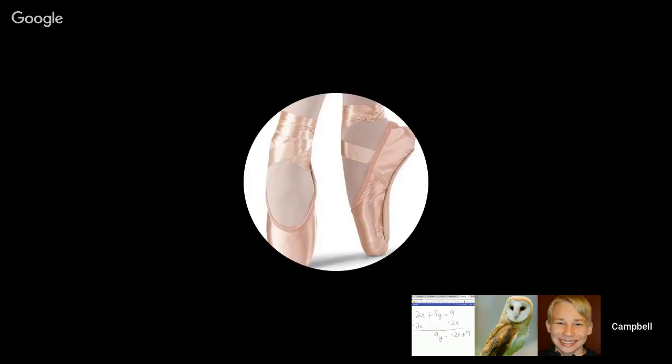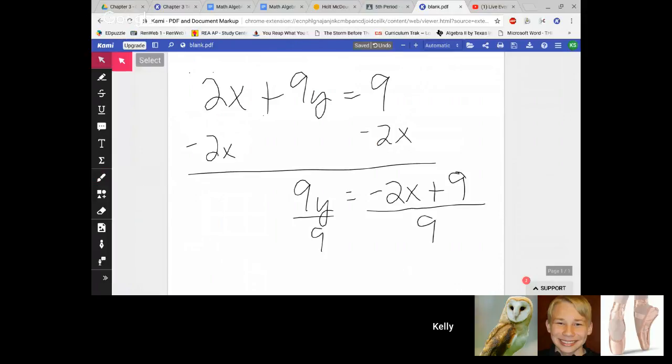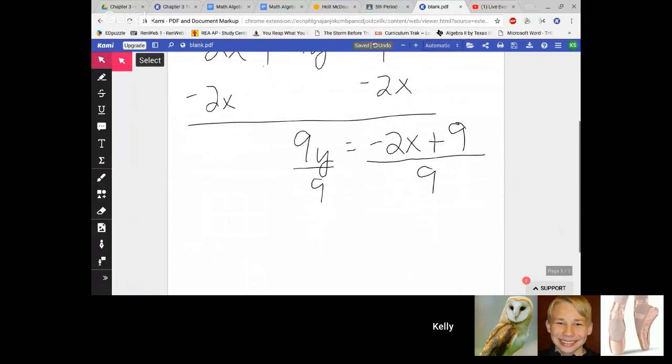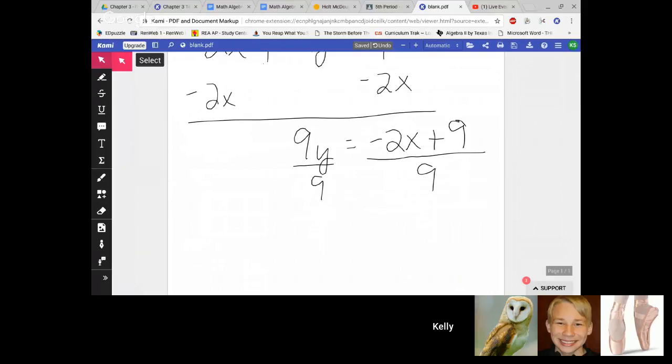Oh, I just got my worksheet out, and I forgot there was a couple questions I had. Okay, I'll finish this one, and then we'll go to that next question. Then I'm dividing both sides by 9. Good. I'm glad you have a specific question. I love that.